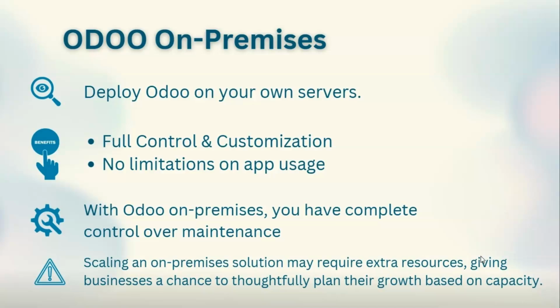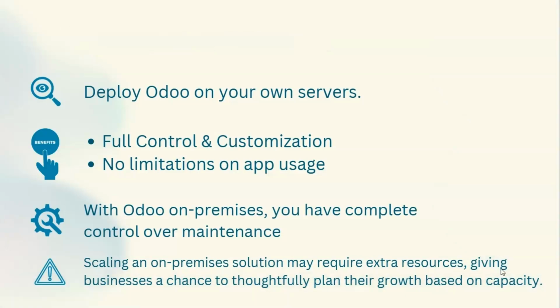Number two, no limitation on app usage. With on-premises deployment, businesses can access and use all Odoo apps without restrictions, allowing for greater flexibility and scalability. With Odoo on-premises, you have complete control over the maintenance. But it also has one limitation, that is, scaling an on-premises solution may require extra resources, giving businesses a chance to thoughtfully plan their growth based on capacity.